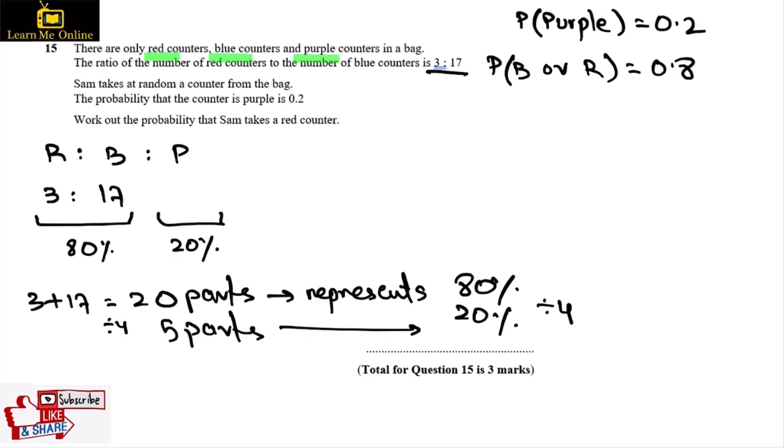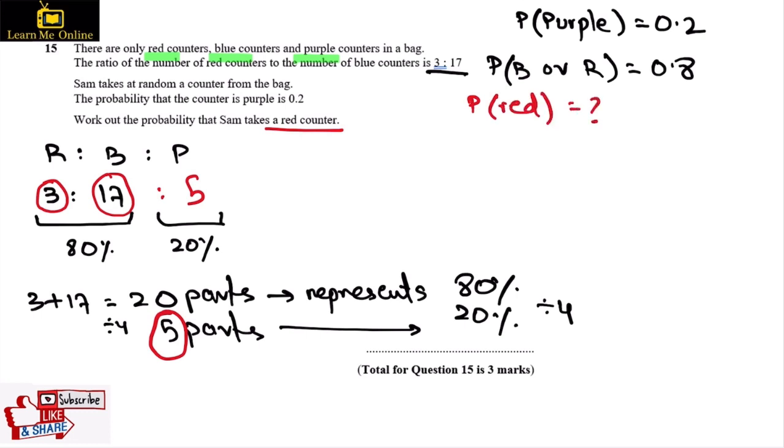So if I have to write it down, red has 3 parts, blue has 17 parts, and we found out that the purple has 5 parts. Because now we have to find the total and find the probability of the red counters. This is what we are finding out. To find the probability, the first thing we should know is the total, which is 3 plus 17 plus 5, which is 25.